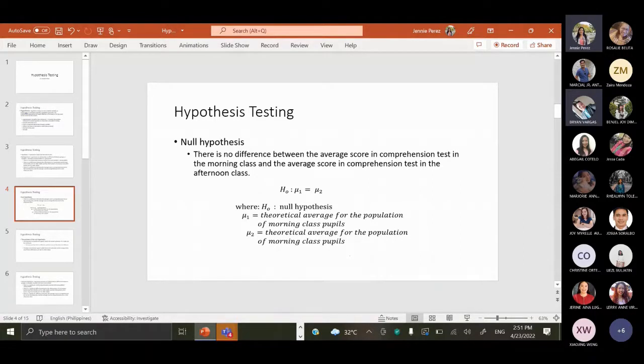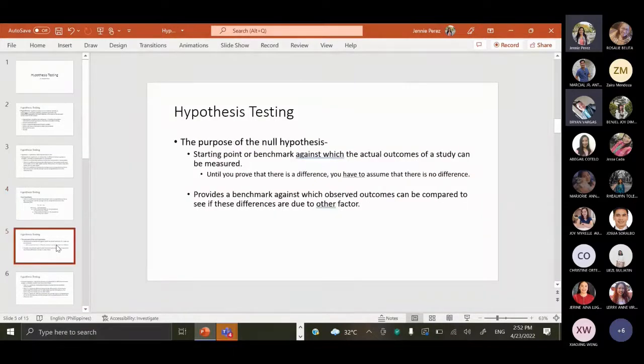So, why population mean? Because this is hypothesis testing. We are making an inference that whatever observation that we see is true to the population. And we say that in the population, the null hypothesis is claiming that there really is no difference between the morning and the afternoon people. That is why the null hypothesis is always mu. It assumes the mu, the population average.